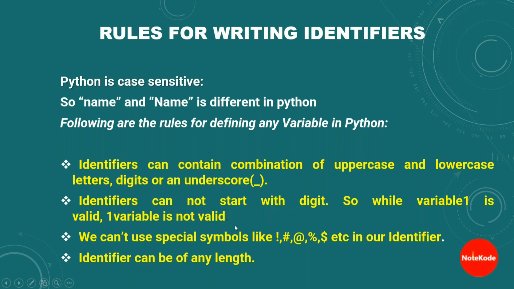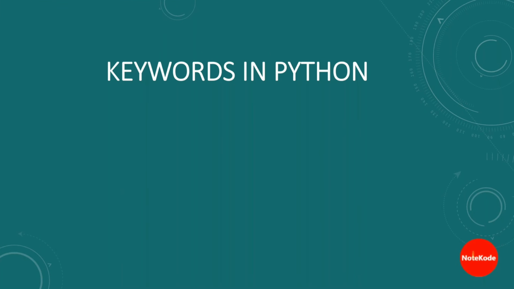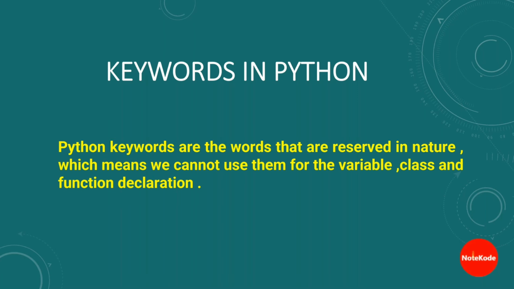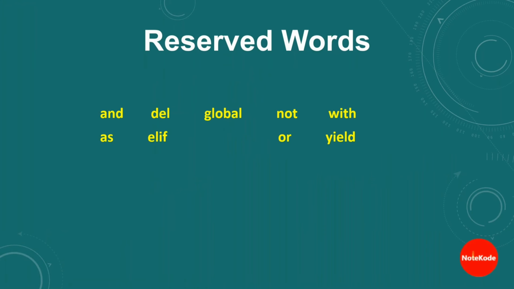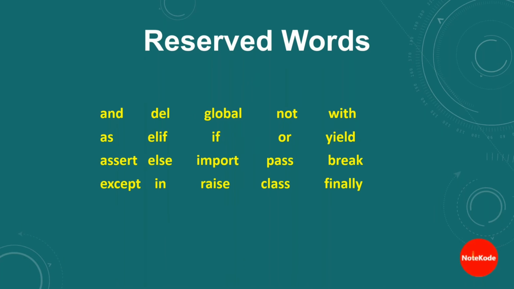Now moving forward, keywords in Python. Python keywords are the words that are reserved in nature, which means we cannot use them for the variable, class, and function declaration. These are the words also known as reserved words. As Python reserved for itself, we cannot use these reserved words in class, function, or variable declaration. The Python interpreter will throw errors in that case.